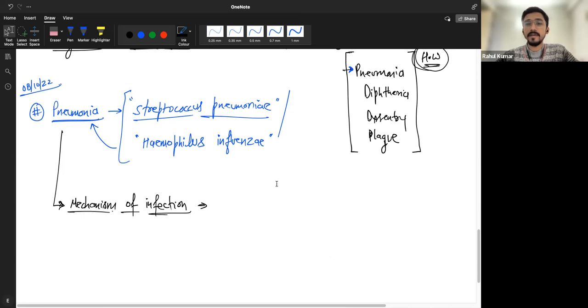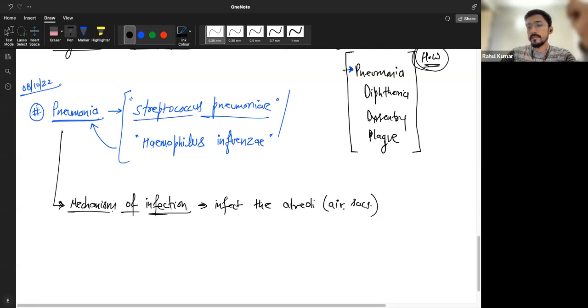If you understand the biology, you don't have to remember it or mug it up. Okay, so in humans, write down Streptococcus pneumoniae. The target site of their infection is that they infect the alveoli, which are called air sacs. So they are filled with air.